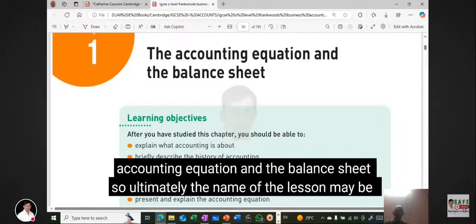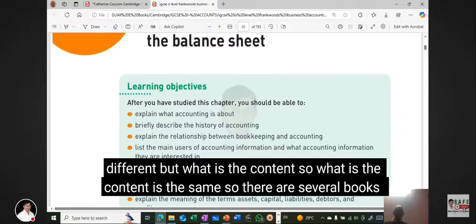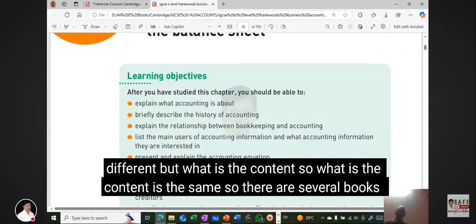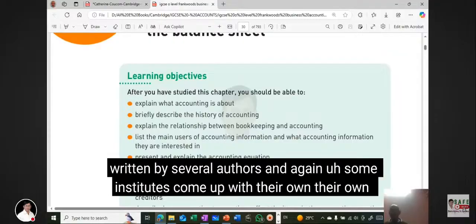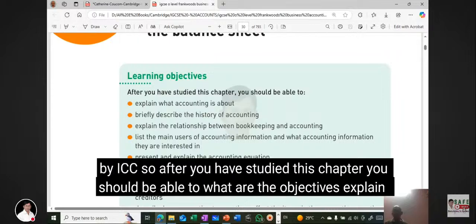So ultimately the name of the lesson may be different, but what is the content? It is the same. There are several books written by several authors, and some institutes come up with their own notes and syllabus and other things. But everyone will be within the ambit of the syllabus that has been set by IGCSE. So after you have studied this chapter, what are the objectives?